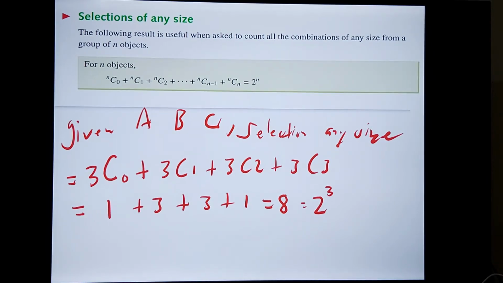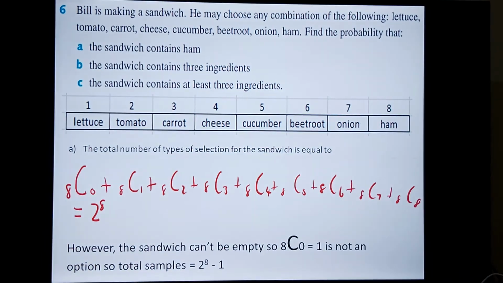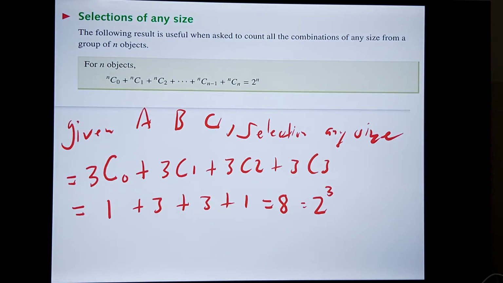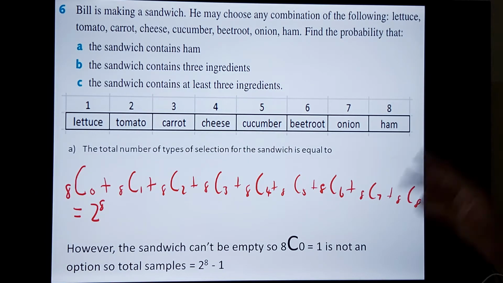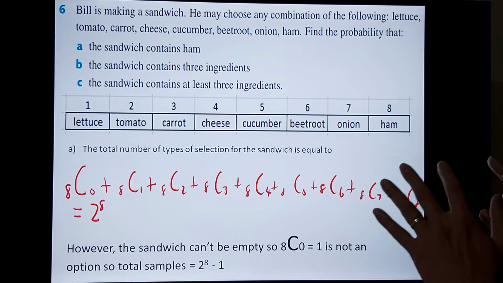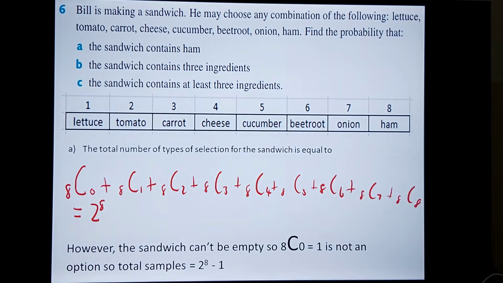Okay? The reason I talk about this is for question 6 in 10D, quite a few of you asked me about this question. We need to apply this selections of any size method. Okay, look at number 6. It says, Bill is making a sandwich. You may choose any combinations of the following. You're given these 8 different ingredients: lettuce, tomato, carrot, cheese, cucumber, beetroot, onion, and ham. So altogether there are 8 ingredients.